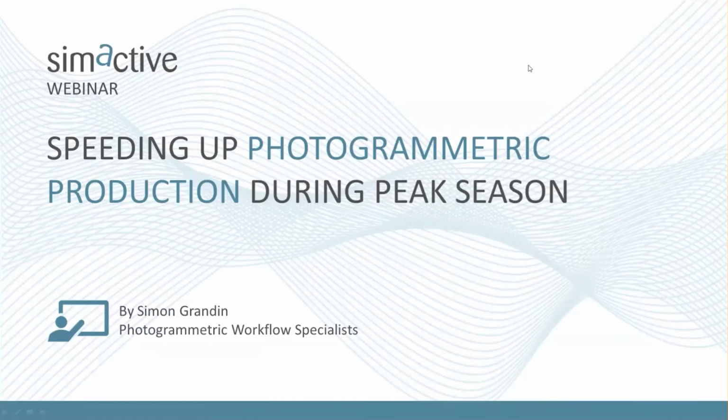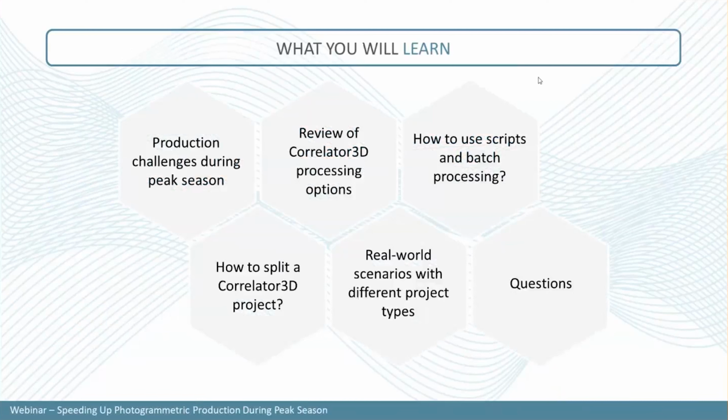So today the topic of the webinar will be basically we'll show you some challenges that you can get during production season and how you can manage them. We'll also do a review of Correlator3D processing options on the different methods, so the GUI, the automated workflow, and even the scripting options. We'll also show you how you can use scripts and batch process some of your projects. We'll discuss how you can split a Correlator3D project based on the project type.